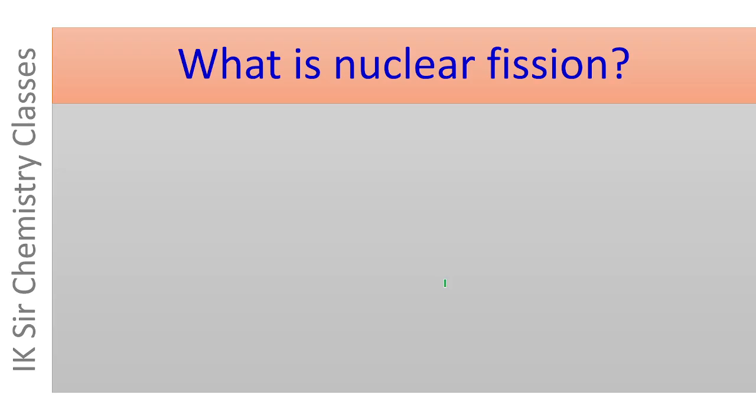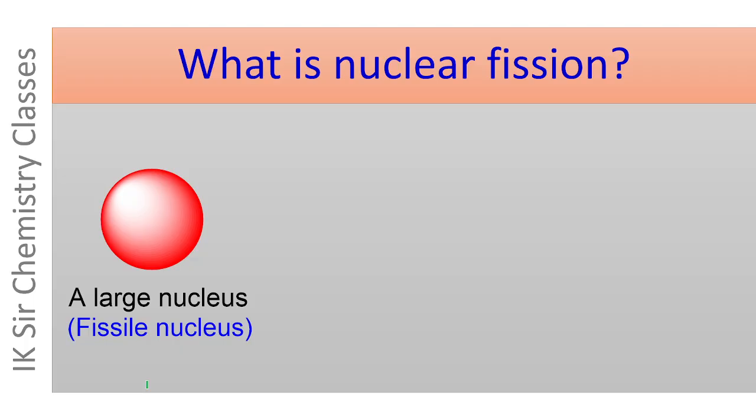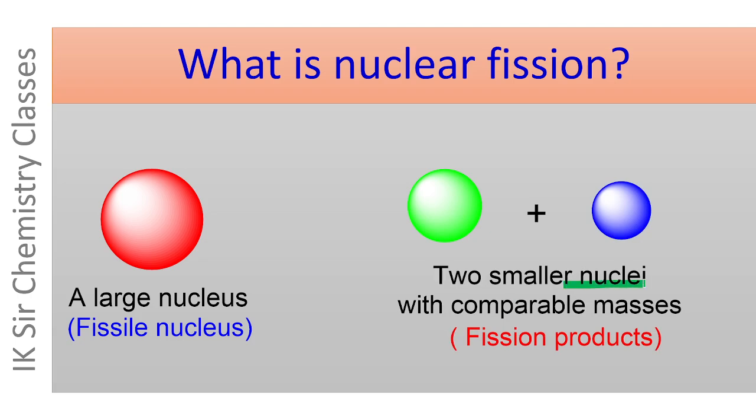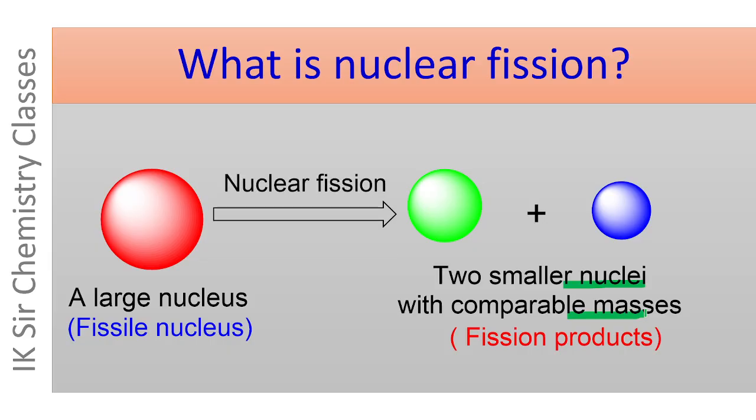Now, what is nuclear fission? Fission means dissociation, breaking up. When a large nucleus splits up into two smaller nuclei with comparable masses, the phenomenon is known as nuclear fission. The large nucleus which undergoes nuclear fission is called fissile nucleus. On the other hand, the small nuclei produced as a result of nuclear fission are called fission products.